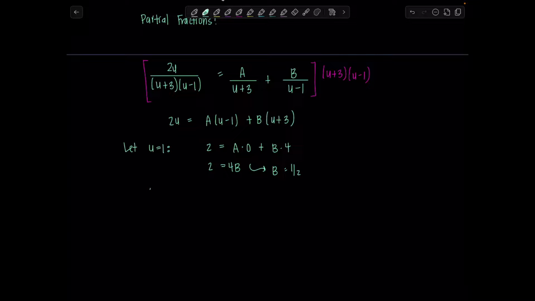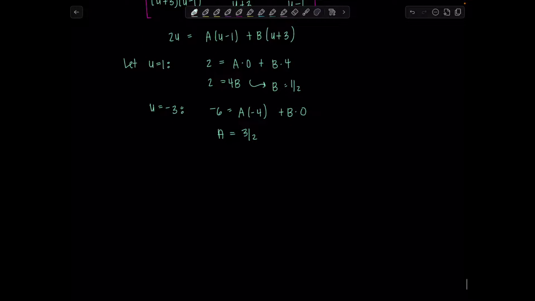And then I'm going to do that again, but this time I'll choose u to be -3. That way this factor will become 0. So on the left-hand side, I have -6 equals A times -4 plus B times 0. So A is -6 divided by -4, or positive 3/2. Look at us, we are in business. So now let's rewrite our integral. What do we have here? It was the indefinite integral of A over u plus 3 plus B, which was 1/2, over u minus 1 du.